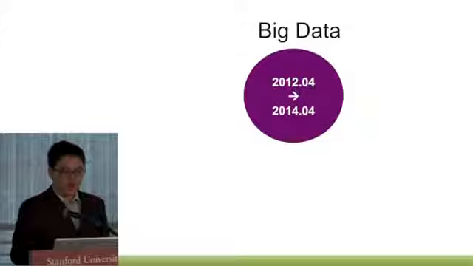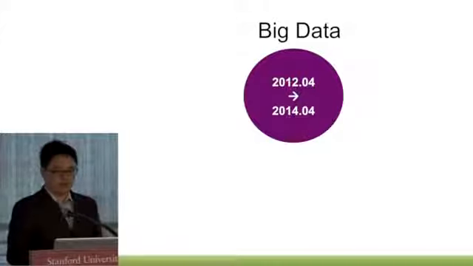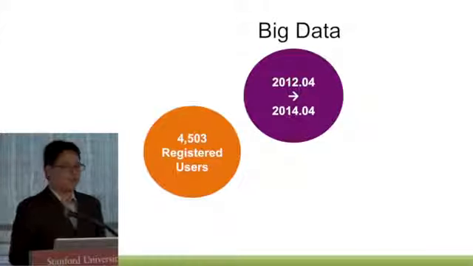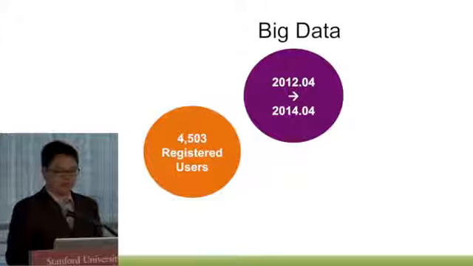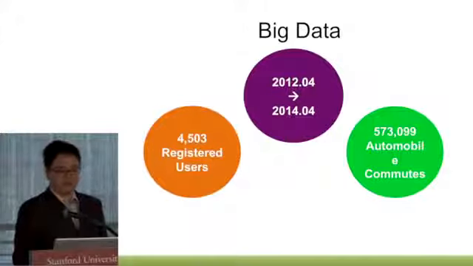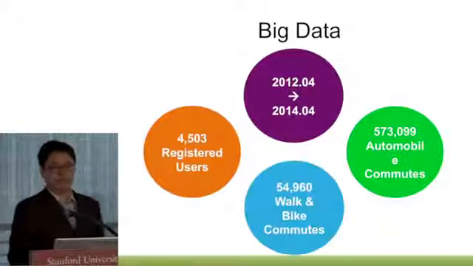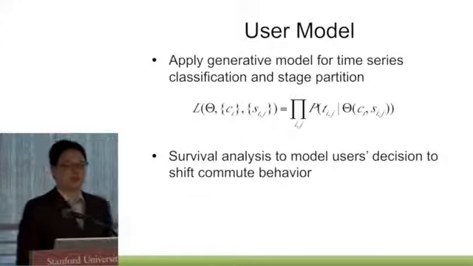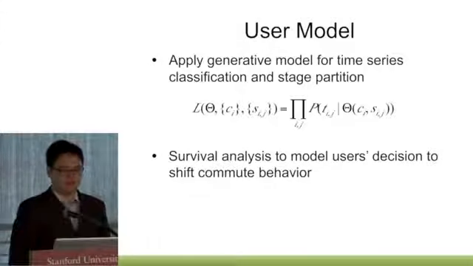Up to now, our program has run for 2 years. We have 4,500 users, generating more than 500,000 automobile commutes and more than 54,000 walk and bike commutes. Based on this data, we have carried out analysis and built a generative model to explain how and why users shift their commute time under the influence of our incentivized system.